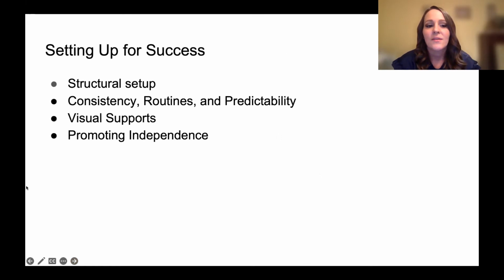So when I think about setting up a classroom for success, these are some key things that I think are the most important to do that. Structural setup, consistency, routines and predictability, visual supports, and promoting independence. And I'll talk to you guys a little bit more about each of those things and what those mean.